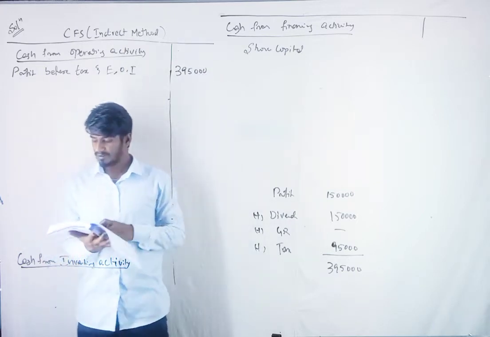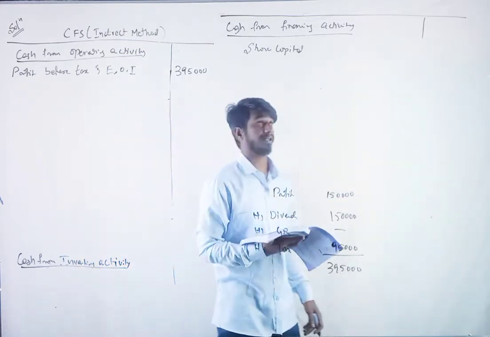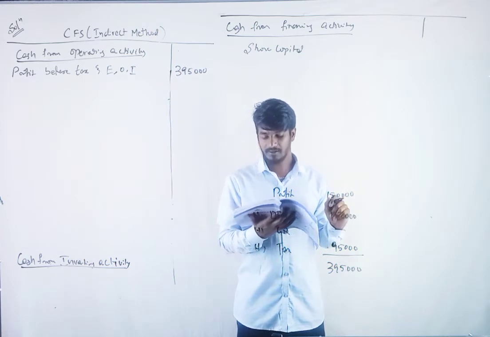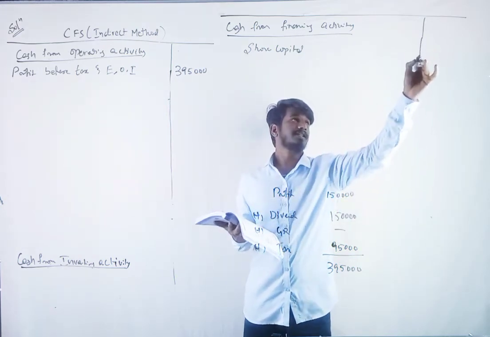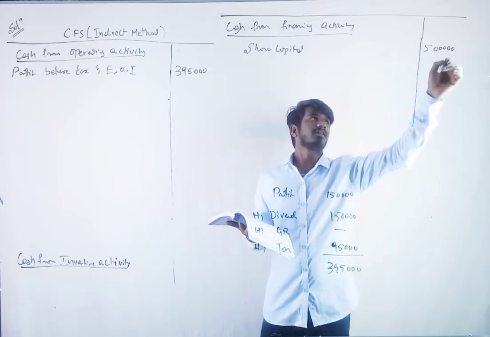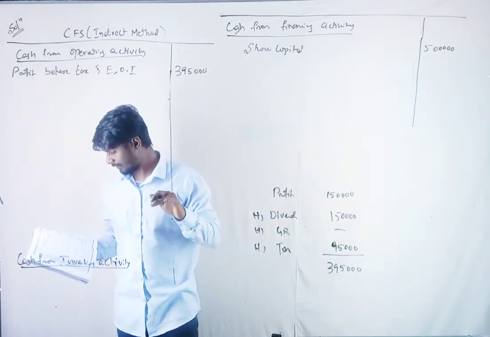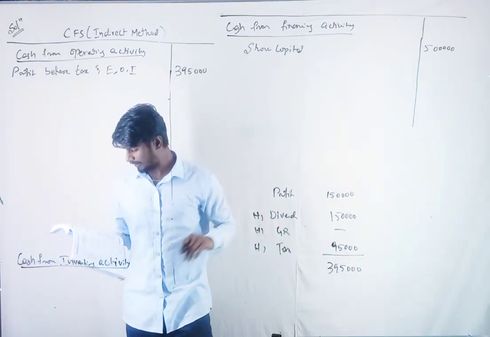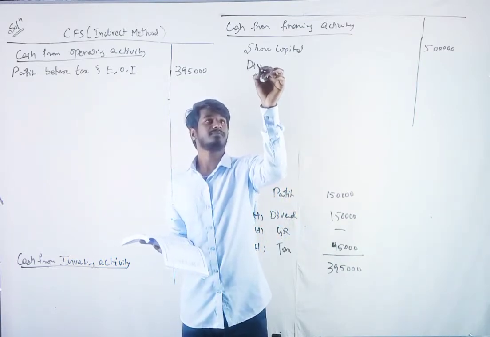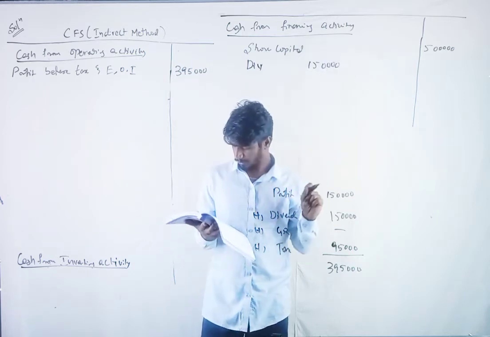Then next, the first item in the balance sheet, share capital, where does it go? The financing activity. Share capital is 5 lakh, that is 10 lakh minus 15 lakh becomes 5 lakh. We have paid the proposed dividend, 1,50,000 we have paid.